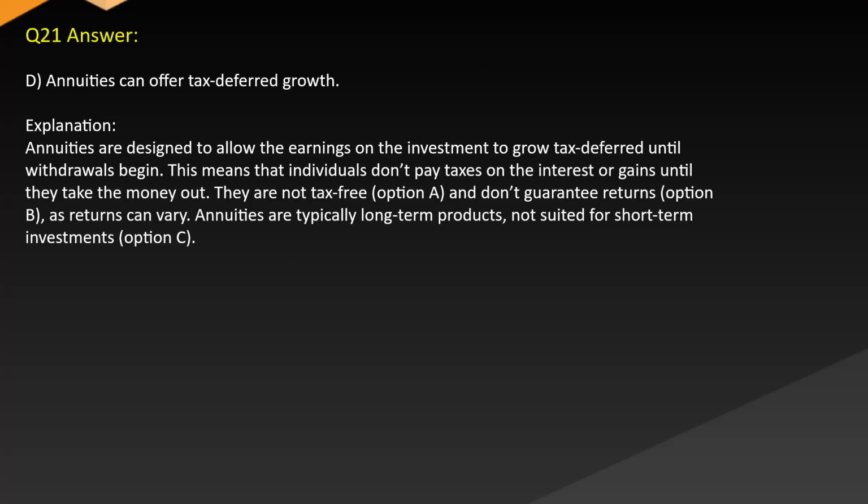Answer D. Annuities can offer tax-deferred growth. Explanation. Annuities are designed to allow the earnings on the investment to grow tax-deferred until withdrawals begin. This means that individuals don't pay taxes on the interest or gains until they take the money out. They are not tax-free, option A, and don't guarantee returns, option B, as returns can vary. Annuities are typically long-term products, not suited for short-term investments, option C.